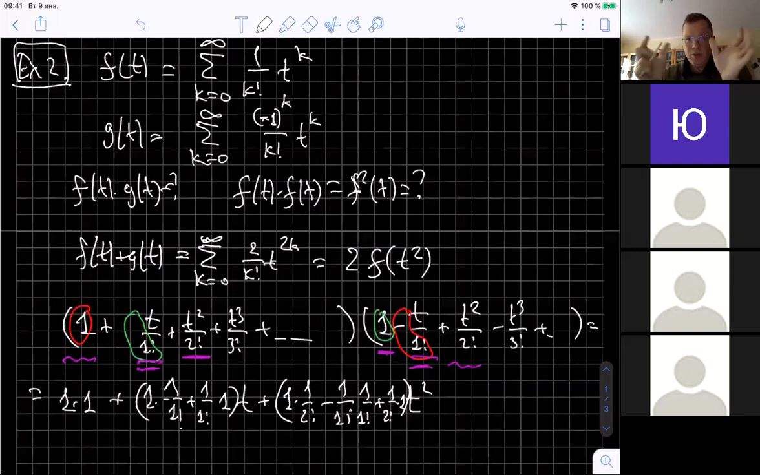So if you want to calculate the coefficient before the t in the nth power, you just take the term from the first bracket and find the corresponding term. If you take t in the k's power from the first bracket, you will need to take t in the n minus k power in the second bracket. So when they multiply, the power will be t in the nth power. You consider all such pairs and then summarize them. And then you will have the coefficient before the product t in the nth power.